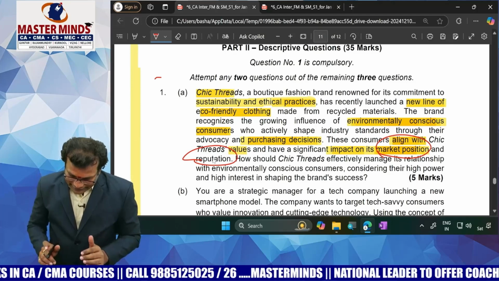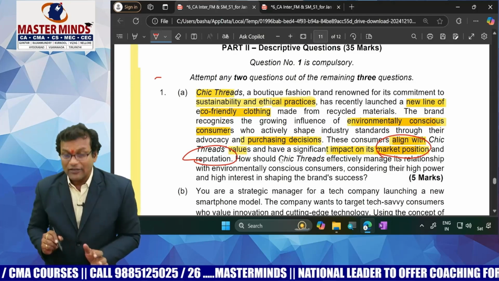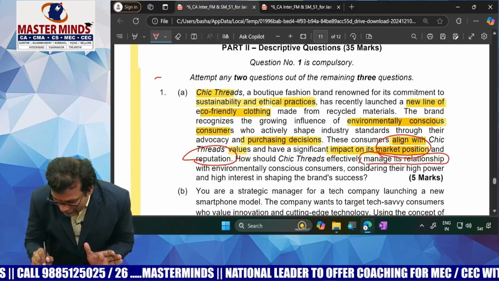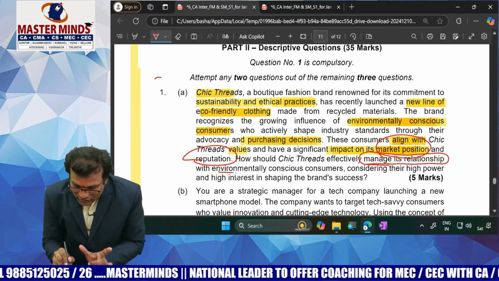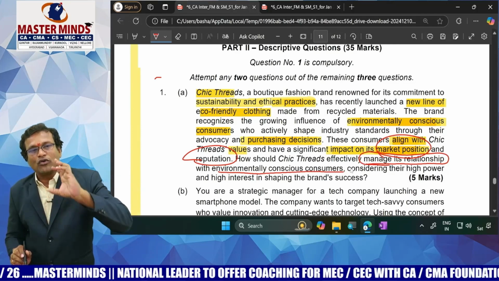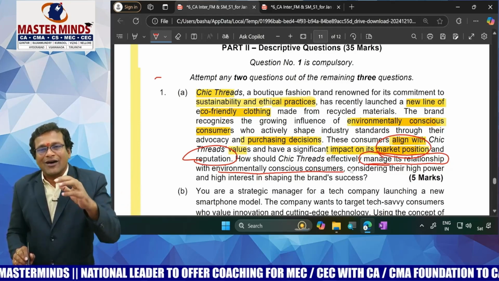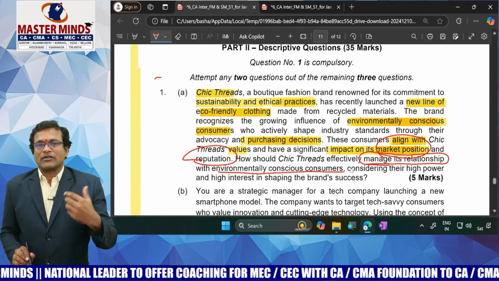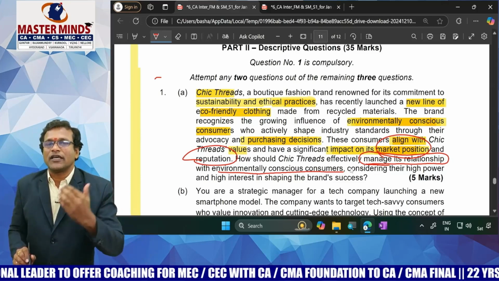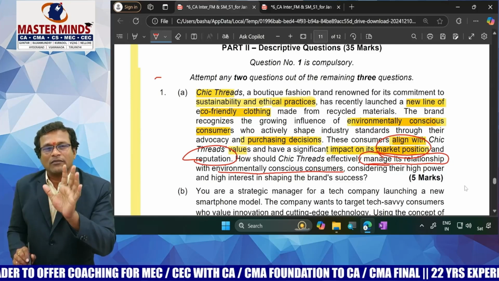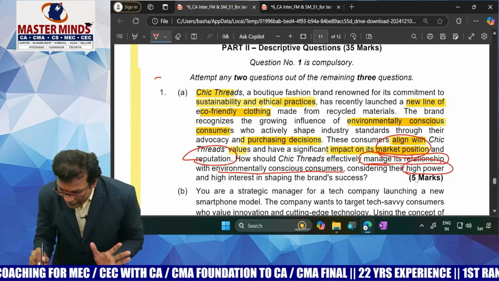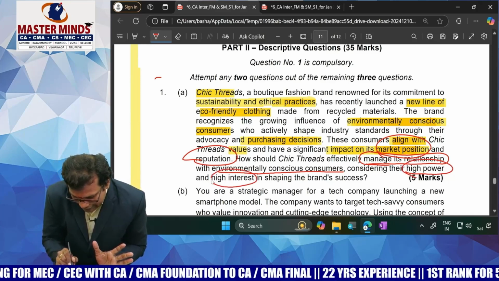Now look at the question part. How should Click Threads effectively, look at this word, manage their relationship with those customers called environmentally conscious consumers? He is talking about how to maintain a healthy relationship, means how to convince such customers. Customer is a part of stakeholder. Maintaining a healthy relationship with stakeholders, he is indirectly talking about Mendelow's matrix. Considering the two qualities, they have high power and they have high interest.